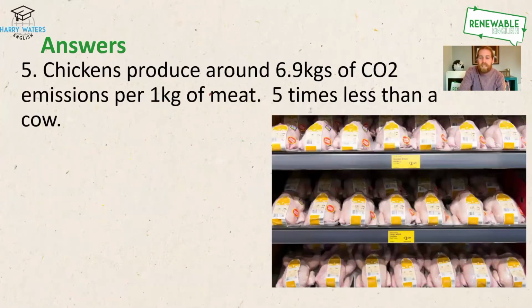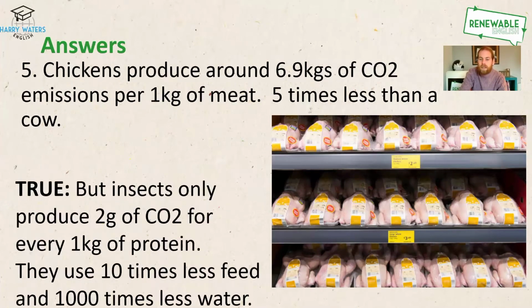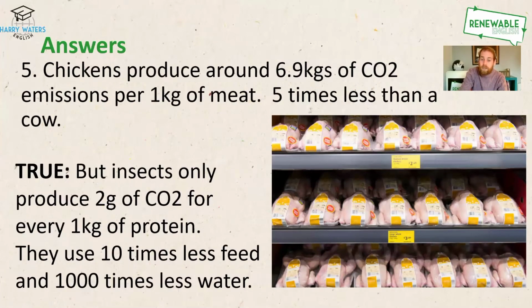And finally, chickens produce around 6.9 kilos of CO2 emissions per 1 kilogram of meat. That's 5 times less than a cow. What do you think? It's true. But insects only produce 2 grams of CO2 for every 1 kilogram of protein. They use 10 times less feed and 1,000 times less water.